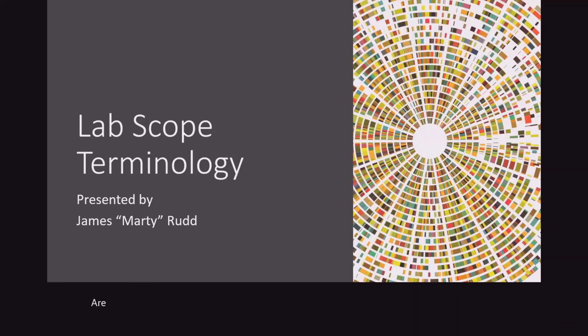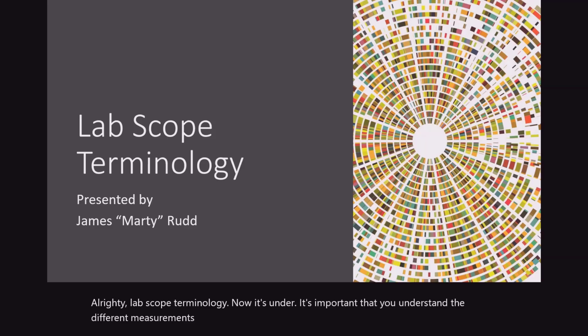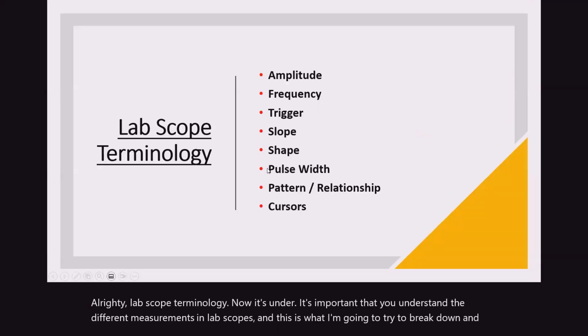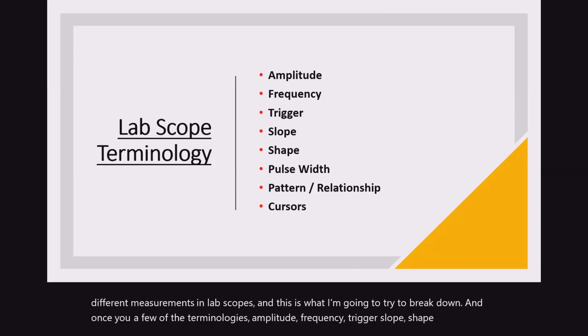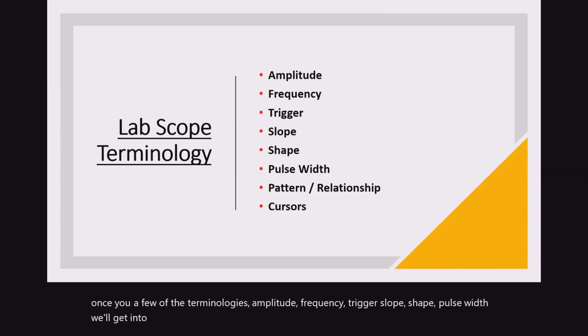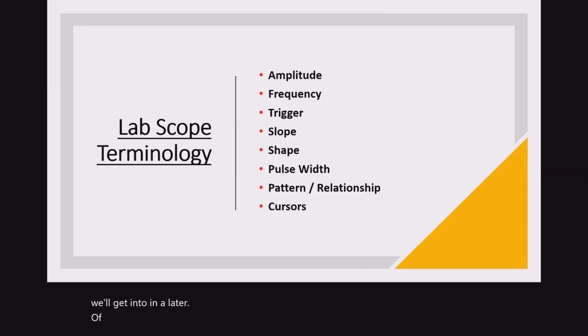All righty, lab scope terminology. It's important that you understand the different measurements in lab scopes, and this is what I'm going to try to break down. A few of the terminologies like amplitude, frequency, trigger, slope, shape, and pulse width we'll get into in a later video. I wanted to give a preview of going into patterns and relationships, and also talk about cursors.